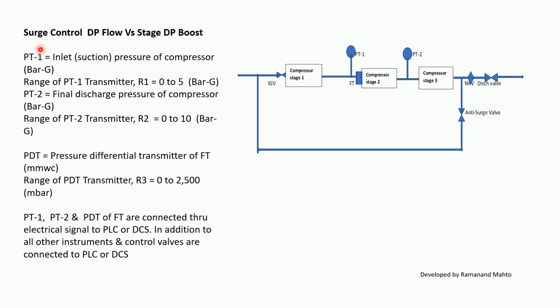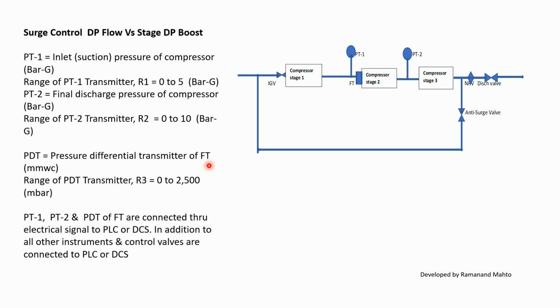PT1 is the inlet pressure of compression, but please note that it is a stage 2 inlet. So PT is installed here. It is not the inlet of stage 1, but of stage 2 compression. And the range of PT1 is 0 to 5 bar. PT2 is final discharge, but please note that it is a stage 2 discharge. It is not final, but it is stage 2 discharge of compression. So it is PT2, and the range of PT2 is 0 to 10 bar.